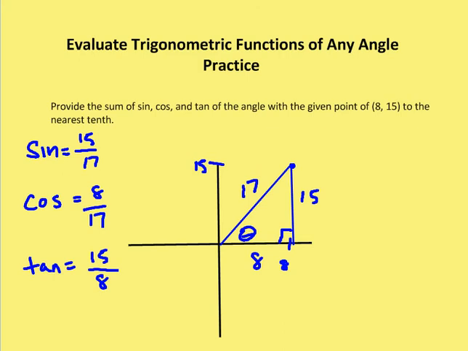So there are your relationships, or your values, for the sine, cosine, and tangent of an angle whose side lengths are 15, 8, and the hypotenuse of 17.